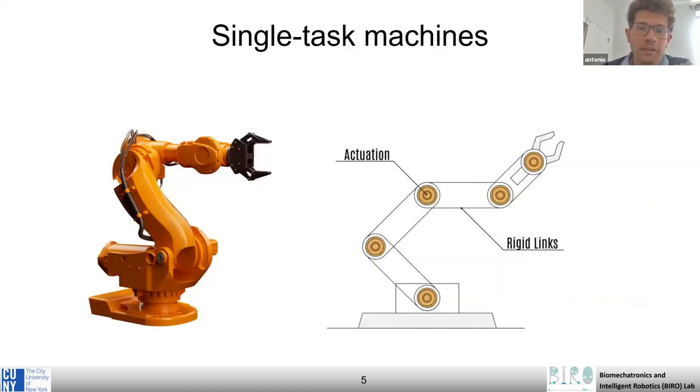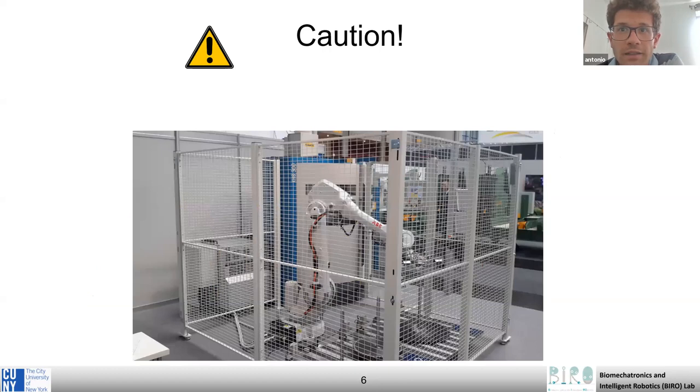So this operating condition translated into a very specific architecture made of rigid links whose motions are concentrated in a small number of joints. And due to large masses moving at high speed, these robots can produce huge forces, endangering whatever and whoever falls in their workspace. For this reason, for the sake of safety, they are usually confined in protected areas, enclosed by cages like this.